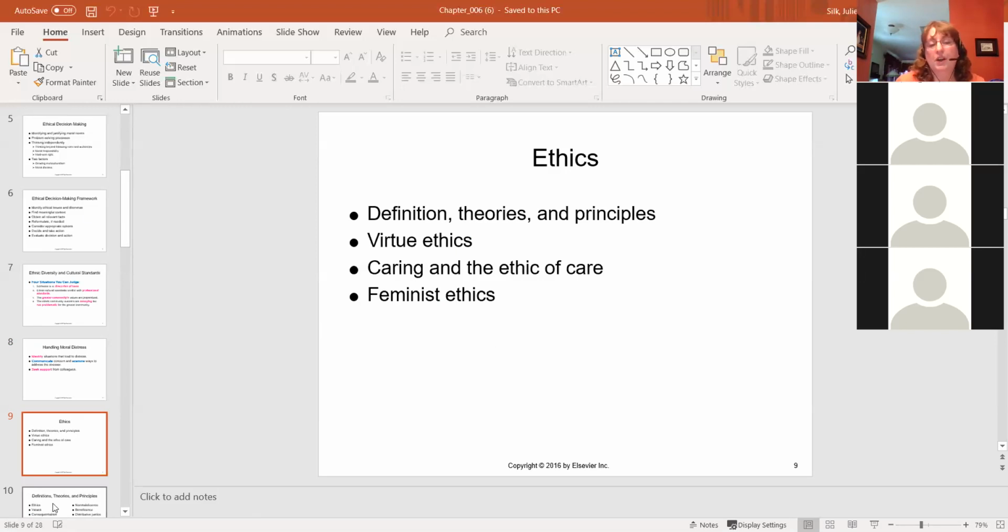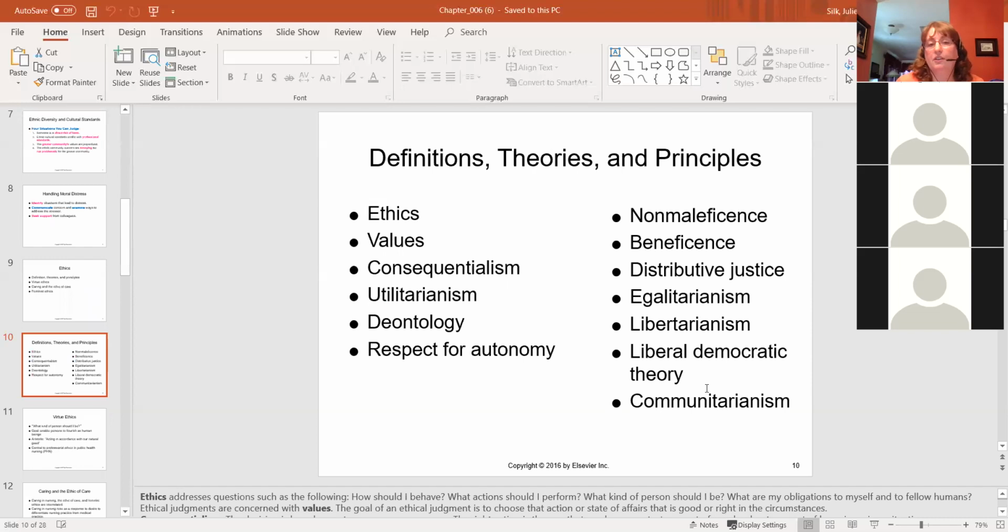So on this next slide, there's a lot of different things that we're going to talk about here. So I'm going to give you some definitions that you can kind of go along with some of these things. And some of them you may already know, some of them you may not.